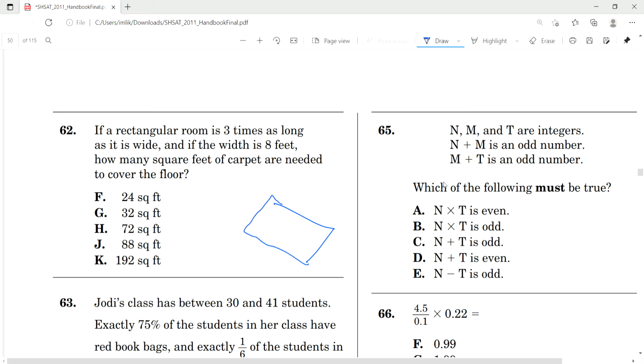Okay, so it's 3 times as long as it is wide. So we know our width is 8. We know 3 times as long as it is wide, so that's just 3 times 8. 3 times 8 is going to be 24 on this side, and 24 on this side.